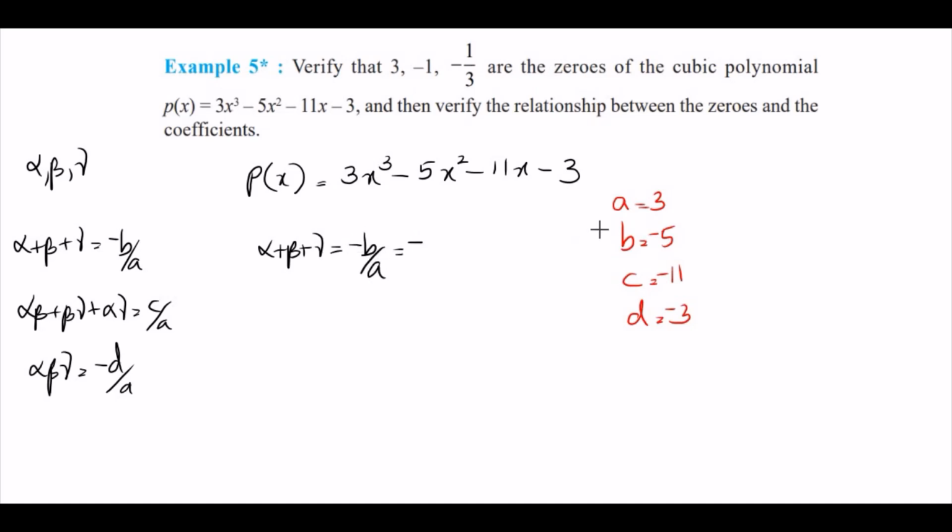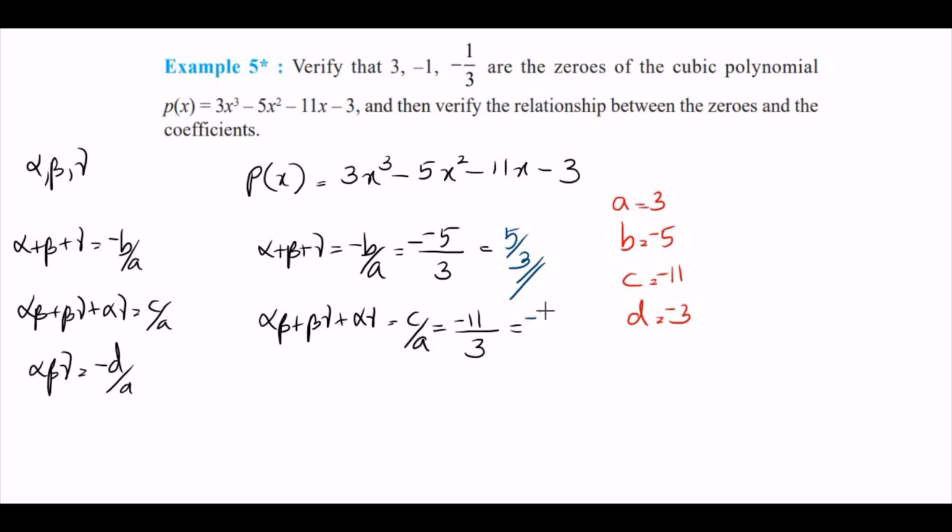So minus b is minus 5, by a is 3. So this is 5 by 3. Now alpha beta plus beta gamma plus alpha gamma is c by a. So c is minus 11, by a is 3. So this is minus 11 by 3.